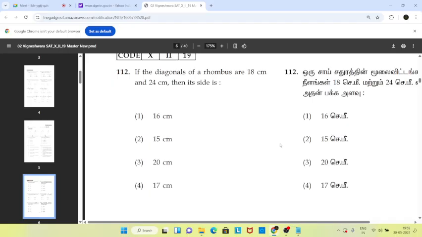See, in a rhombus there are two diagonals and they bisect each other. It means the angle of that bisection is 90 degree. So if you bisect it, it will make four small triangles, isn't it? So in one of the small triangles, how much will one side be and how much will the other side be?